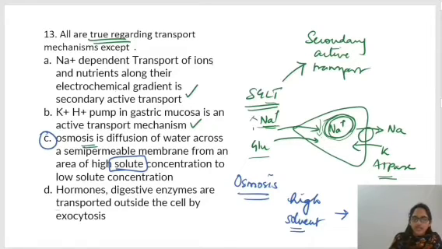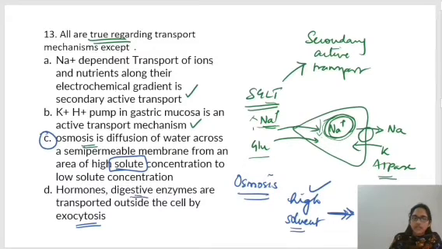And hormones, digestive enzymes are transported outside the cell by exocytosis. So we've seen already what is exocytosis. It is externalization of any substances from inside the cell. So hormones are synthesized inside the cell, like for example, insulin inside the beta cells of pancreas. So this insulin has to be transported out so that it has effects outside the organ. So this insulin is externalized or exocytosed from the beta cells of pancreas.